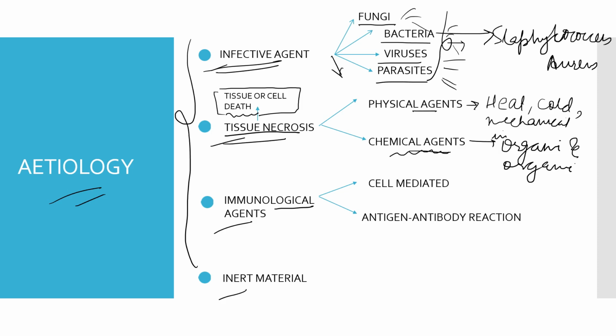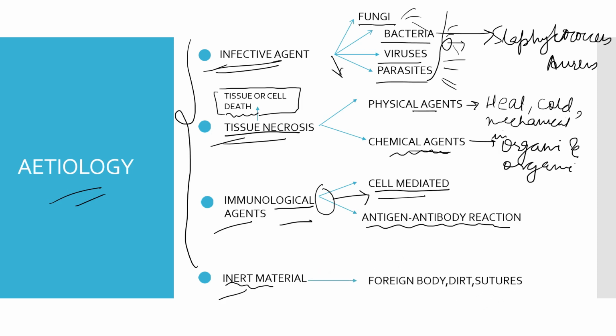Now coming on to the immunological agents. This is the immunological agent that forms a derangement in our body's immune system, that can be in two parts, either cell mediated or antigen antibody reaction. And the last one is the inert material. There are some inert materials present in our surroundings that can affect our body and cause inflammation. That can be foreign body, dirt and sutures, etc. There can be enormous things in our environment that can cause inflammation to our body.